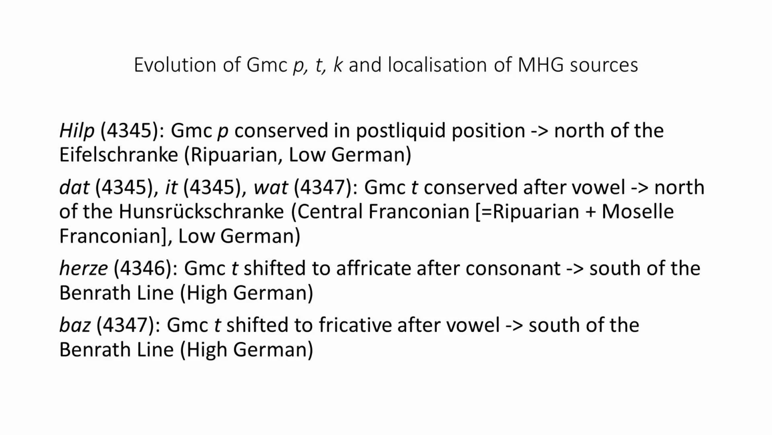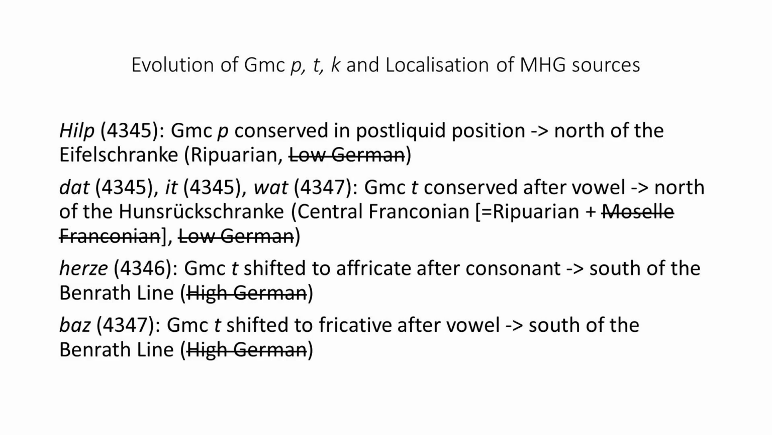Thanks to hilp, we can narrow our finding down even more precisely to Ripuarian. In Mosel-Franconian, the form should be hilf. The source can therefore be determined as Ripuarian, which is also reflected in the title of the text that it transmits. It is the only textual witness of the Rheinische Marienlob.